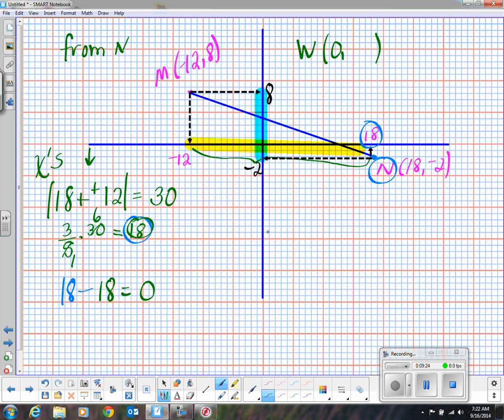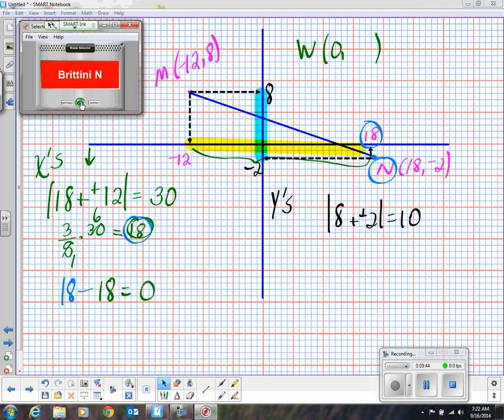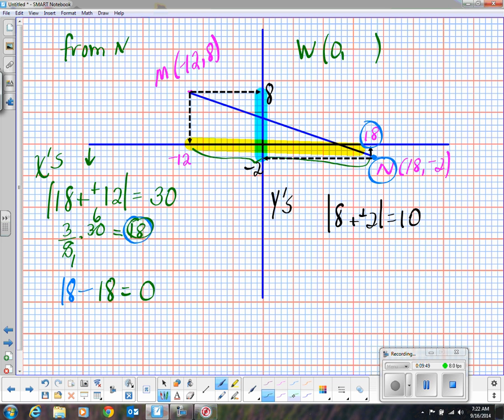Brittany? Alright, and that's going to be plus positive or 10. Now that means the blue is 10 units long, but I don't want 10 units, I only want 3/5 of that. So Tommy, what do I do next? So we're going to say 3/5 times 10, and 5 divides 5 once, 5 divides 10 twice, so we're going to get 6. Alright, but that doesn't mean my coordinate is 6.